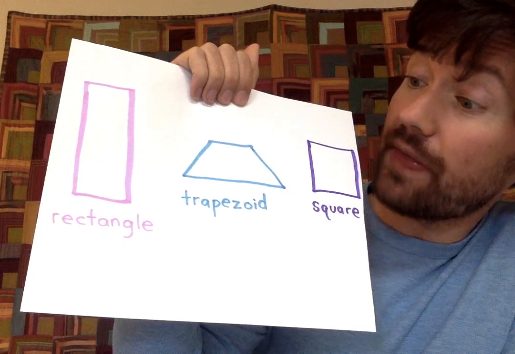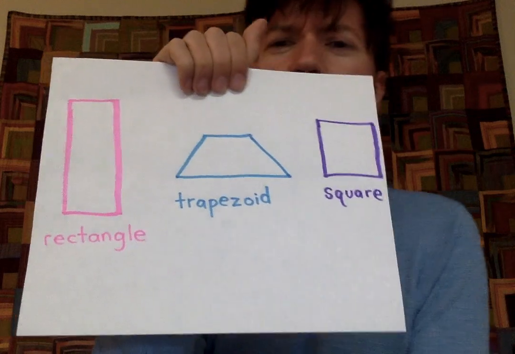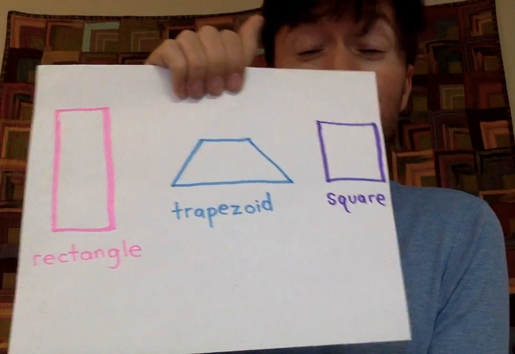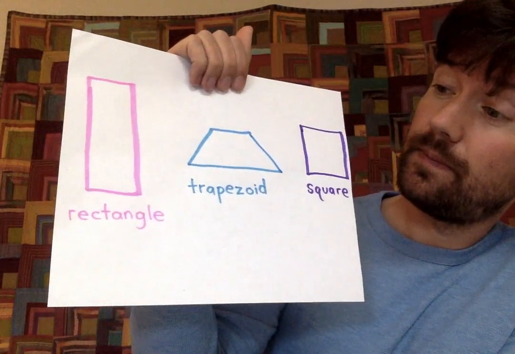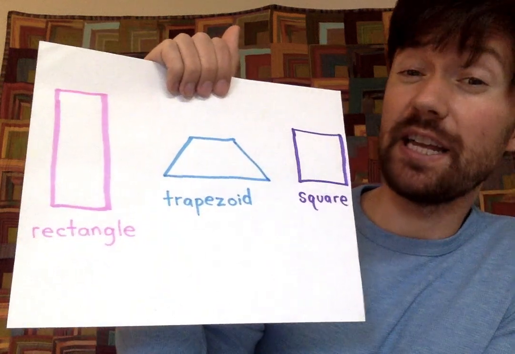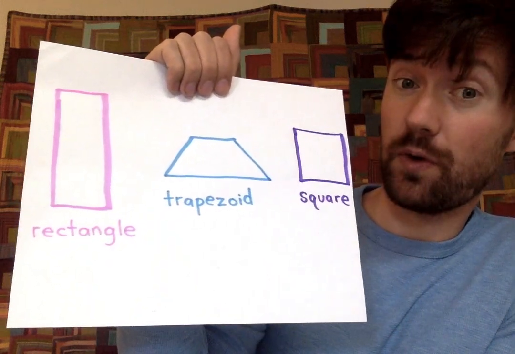So, well, they're all flat. That would make sense. But I can see something else too. It has something to do with their sides and corners. I notice they each have 4 sides and 4 corners.